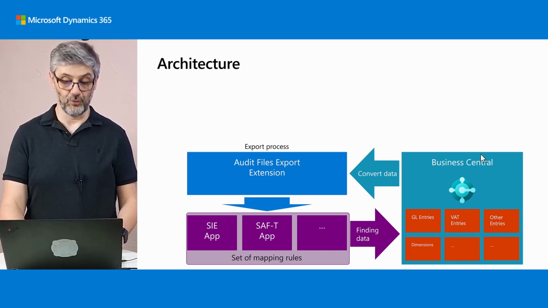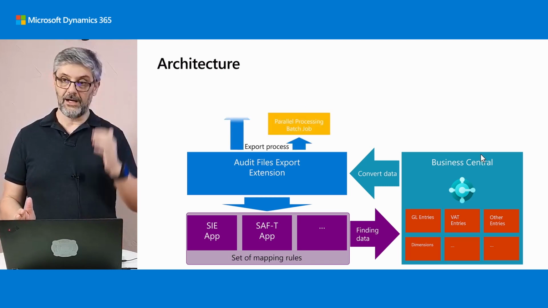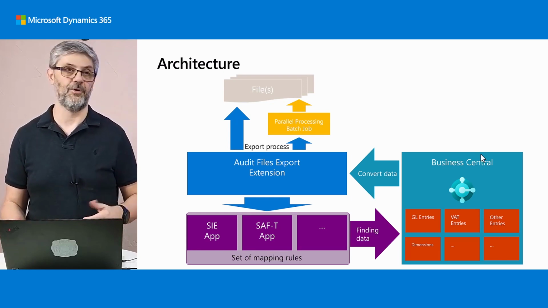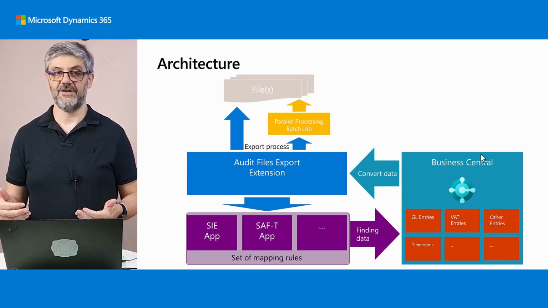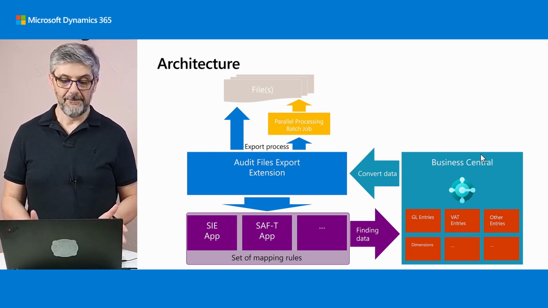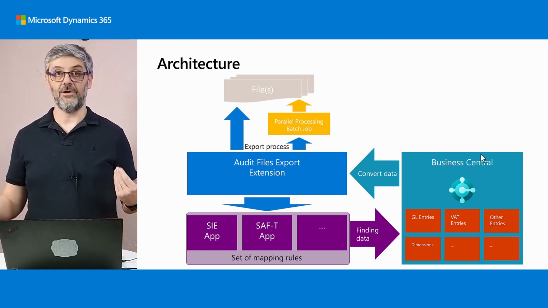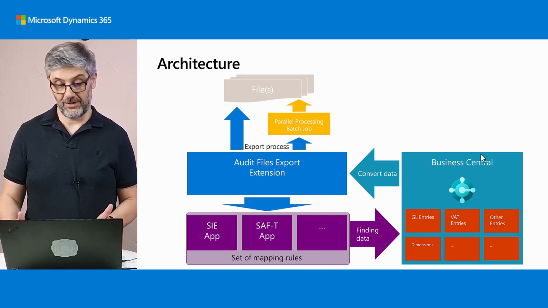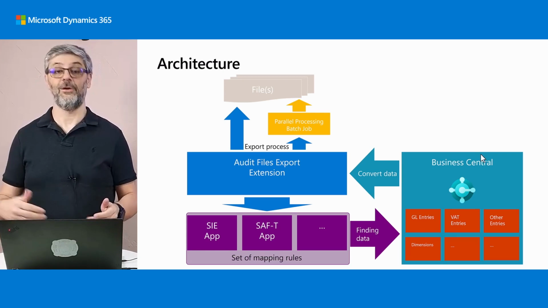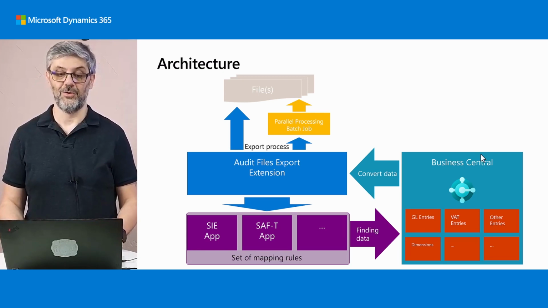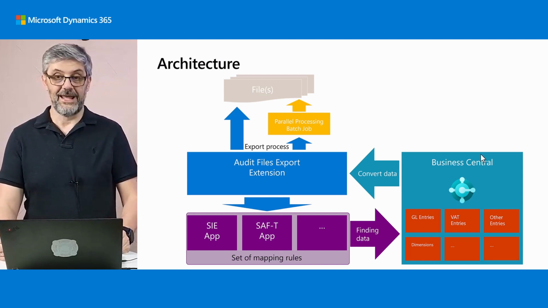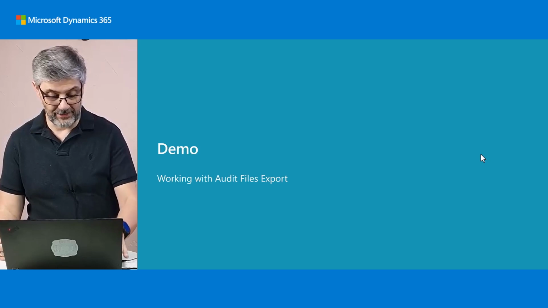The system can export data two ways. One is, if there is not such a big amount of data you need to export, you can use the direct export process, just click and the system will finish downloading within this user session, and that's okay. But if there are millions of entries, it will be much smarter to use a parallel processing batch job, and the system will prepare a file or set of files for exporting in the background using batch jobs. Okay, let's look at the demo, how it looks in practice.